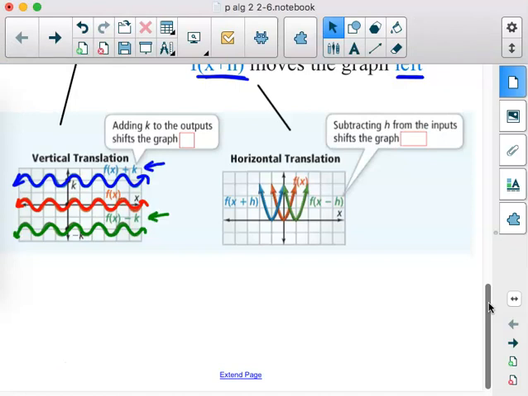So now I need to fill in that little blank. Adding k to the outputs shifts the graph up. When we add k, it's logical. Plus is up, minus is down. But with horizontal translations, which is what we have going on right here, I start with f of x, which is red.